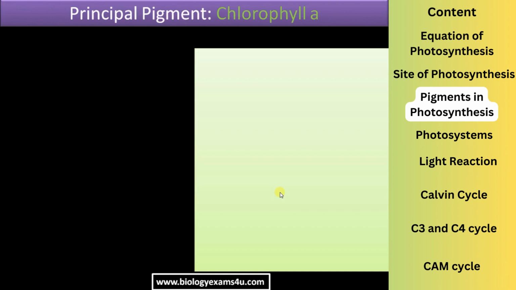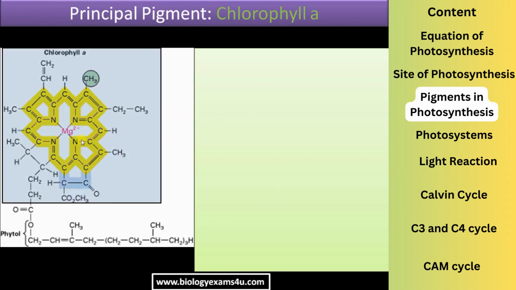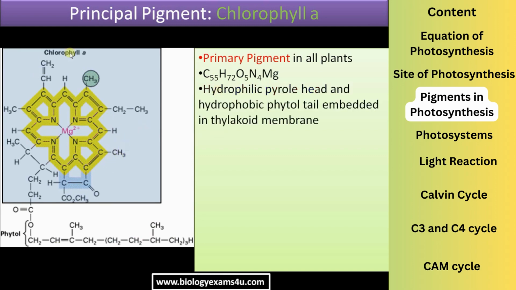Chlorophyll A. Chlorophyll A is a primary pigment in all plants. In the structure of chlorophyll A, you can see there is a central magnesium that is surrounded by 4 nitrogen atoms, and all together this structure is called a tetrapyrrole or porphyrin head. The formula is C55H72O5N4Mg. This is a hydrophilic pyrrole head, and this is the phytol tail which is hydrophobic, that is embedded in the thylakoid membrane.